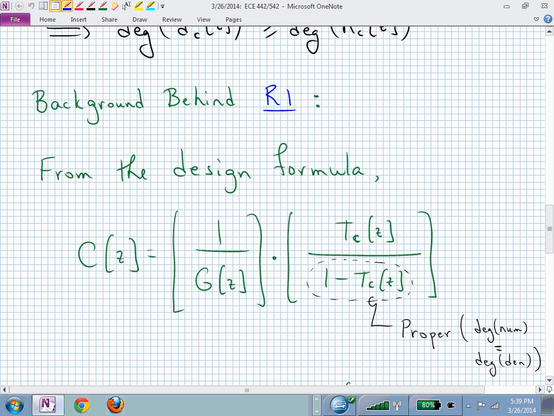But what is important? We have 1 over a ratio, so the open loop plant zeros will end up in the denominator of C of Z, and the plant denominator factors will go upstairs and become numerator terms or factors. T sub C will just contain its numerator and denominator in that same relationship.